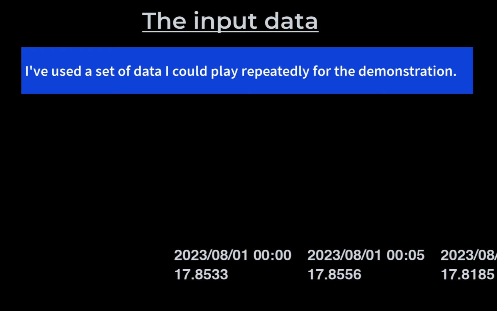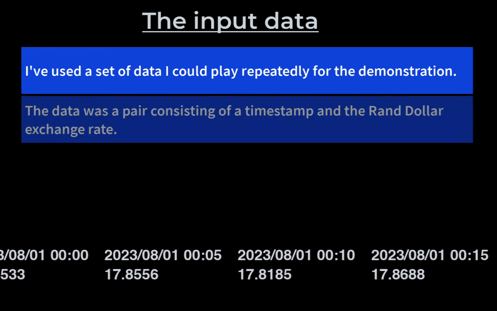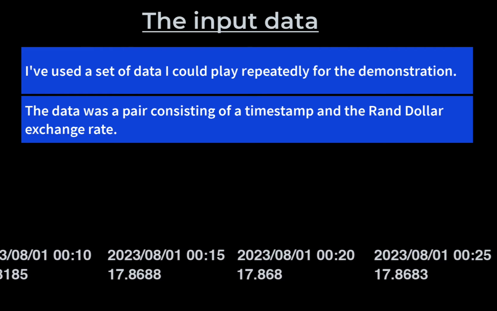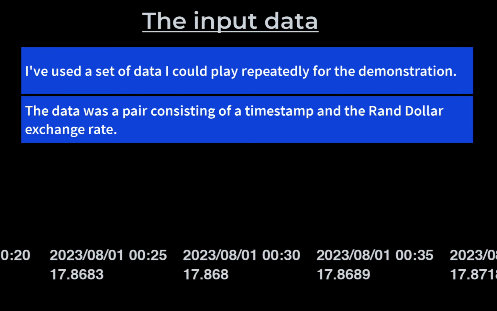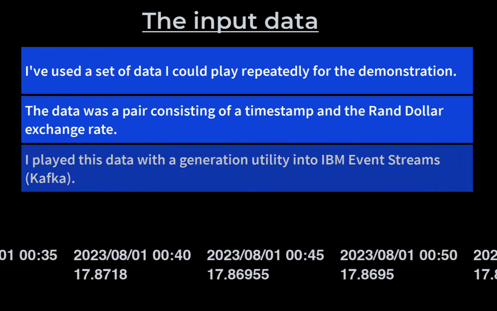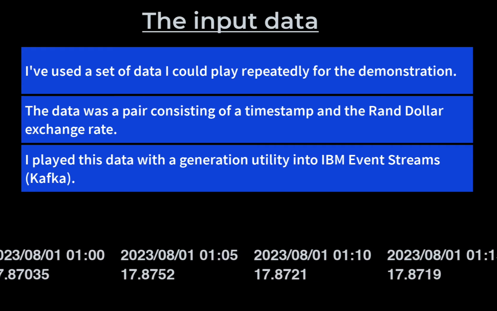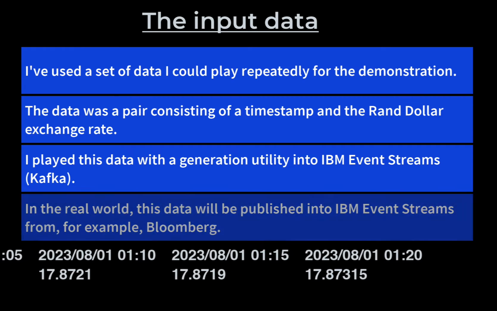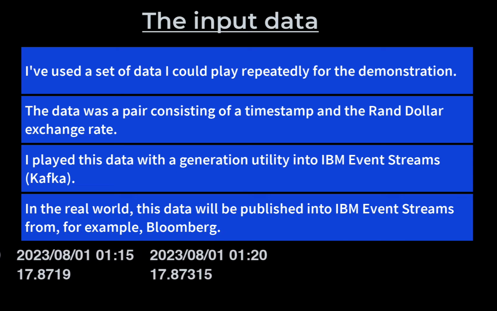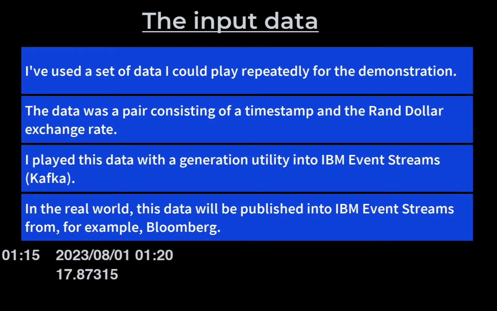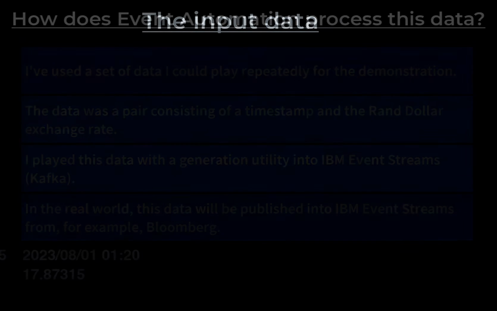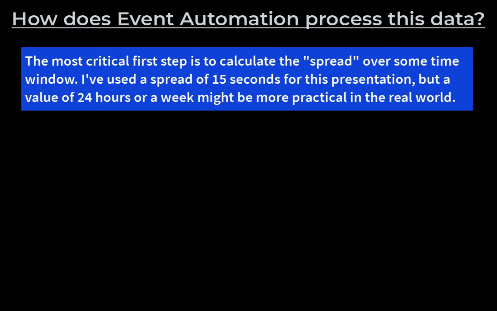I've used a set of data I could play repeatedly for the demonstration. The data was a pair consisting of a timestamp and the rand-dollar exchange rate. I played this data with the generation utility into IBM Event Streams, or Kafka. In the real world, this data will be published into IBM Event Streams from, for example, Bloomberg. Now, how does Event Automation process this data?